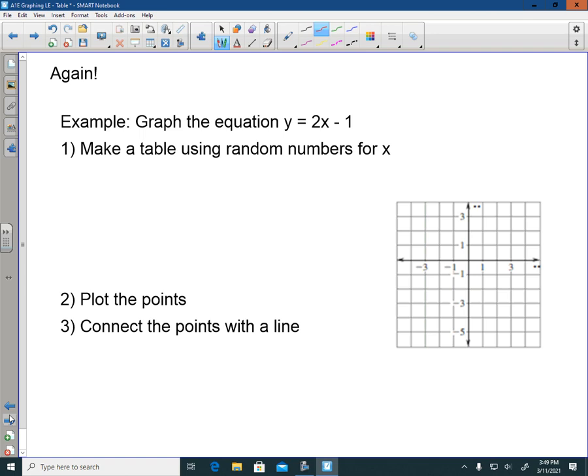So let's try it again. Let's do one that's a little bit trickier. Let's do 2x minus 1. Now let's make our table.